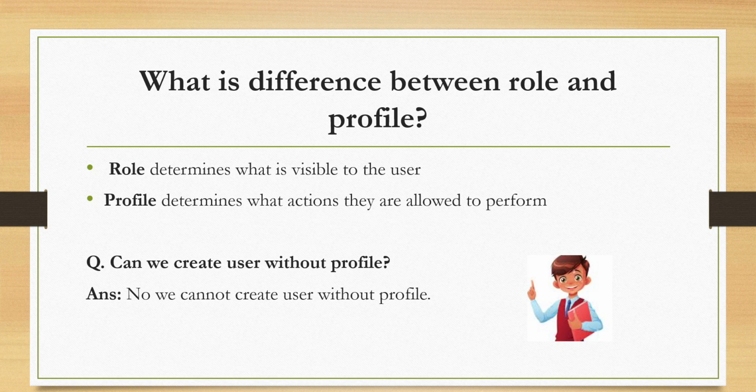Suppose we give object permissions on Account and want the user to only read, not create, not edit, not delete, not view all, not modify all. We select only the read checkbox, and the user will be able to read the record. The user doesn't interact with the record, can't edit it, can't delete it, because you can restrict the data.